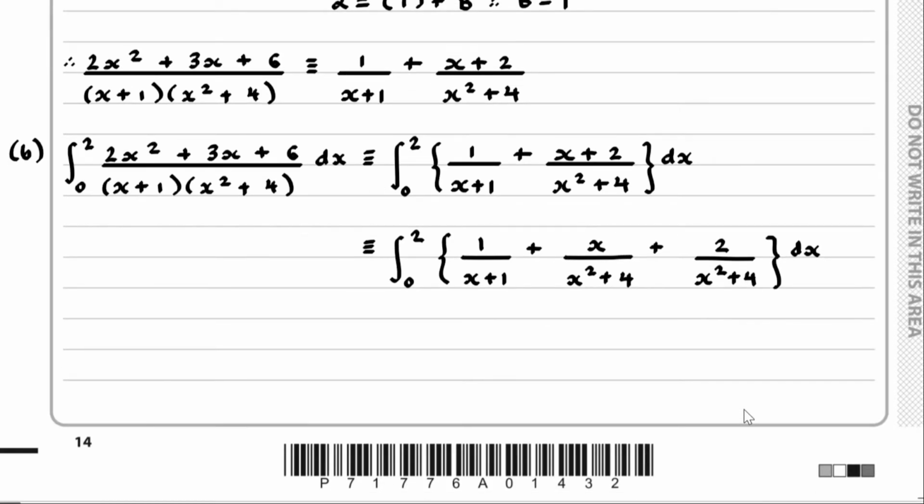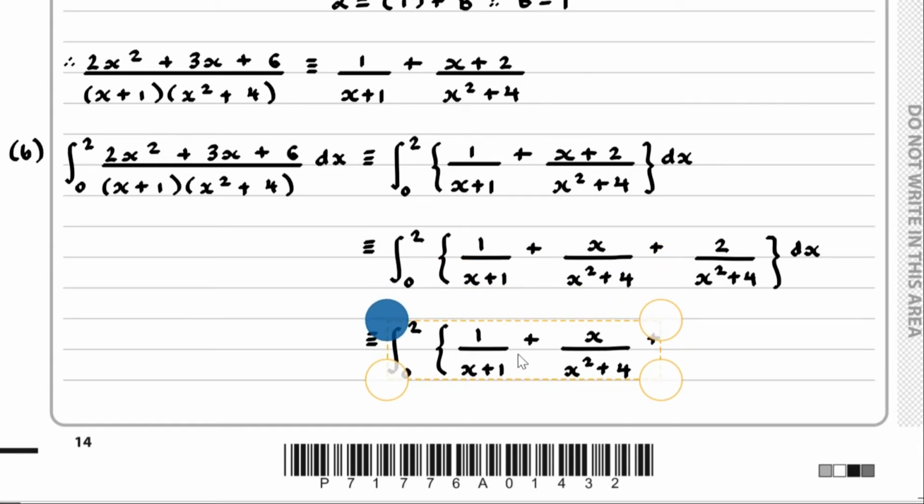And so if we rewrite this, we have these terms which are the same, but then we add on 2 over (x squared + 2 squared), where the 4 is the same as 2 squared.